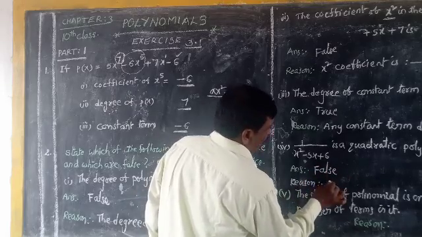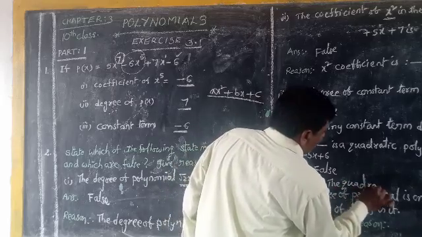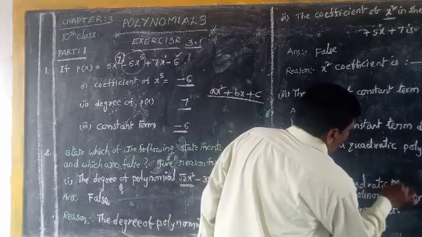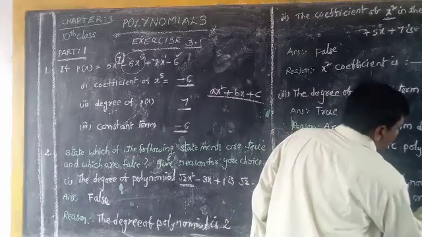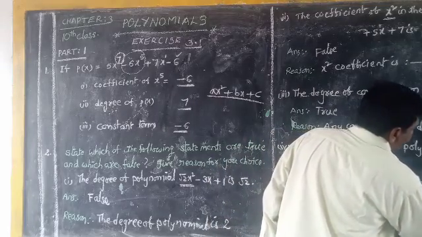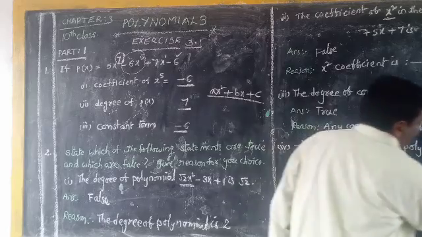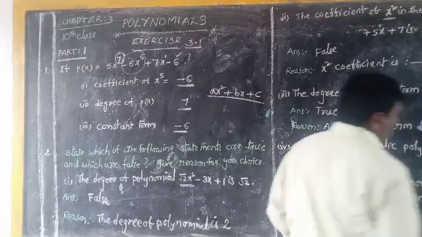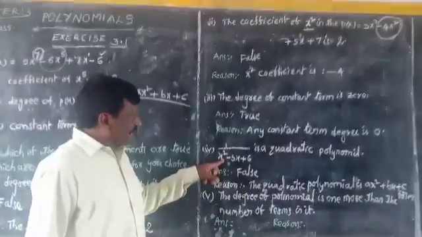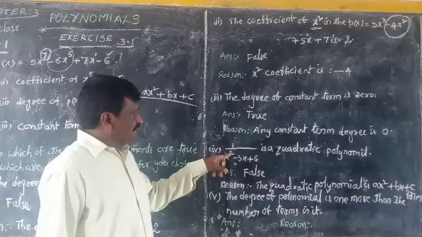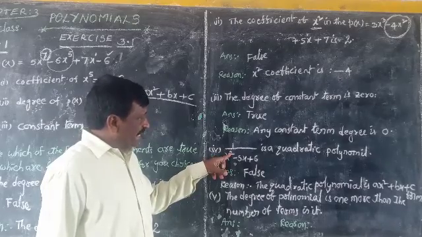Only if it is in the form ax square plus bx plus c is it a quadratic polynomial. Otherwise, a negative power is not a quadratic polynomial. This is false. Reason: the quadratic polynomial is in the x square plus bx plus c form. It must be in that form. Here it is in a negative form, 1 by x square, so the degree is minus 2.